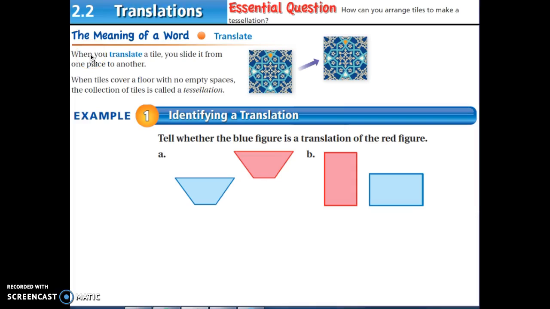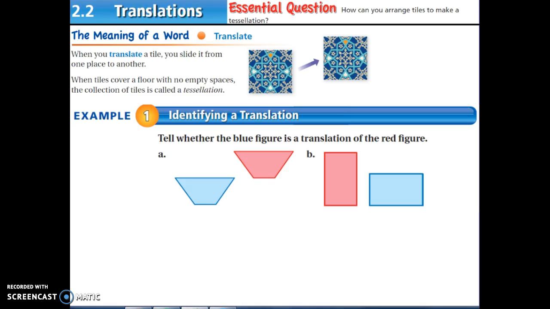Hello, today we're going to be discussing section 2.2, which is on translations. Our essential question for the day is, how can you arrange tiles to make a tessellation? A translation is simply when you take an object or a shape and slide it from one place to another.